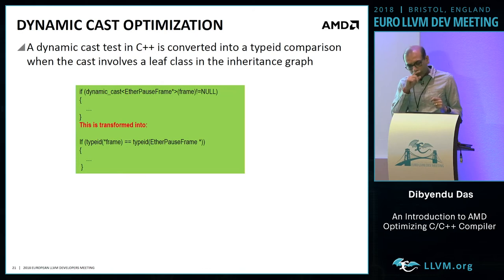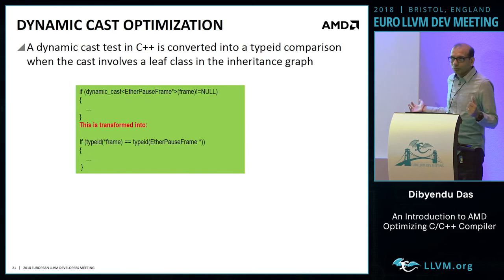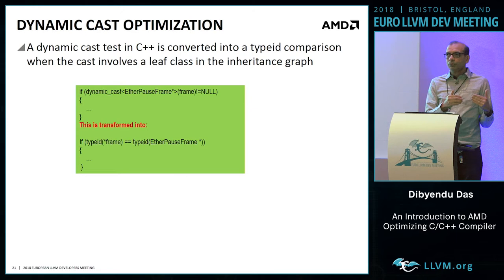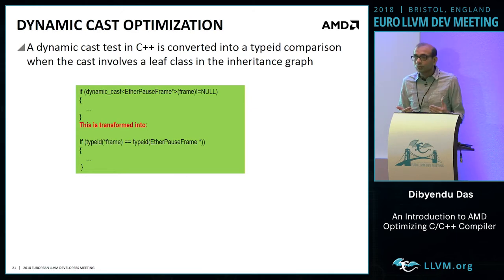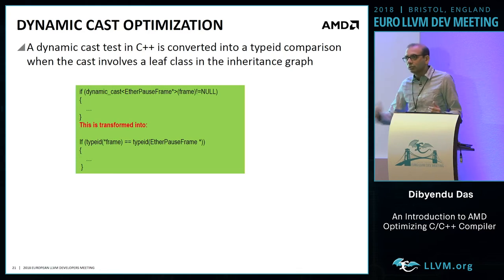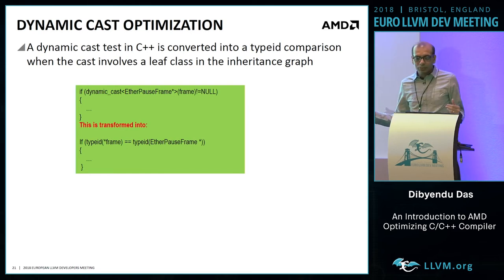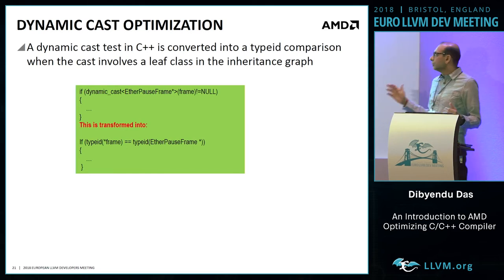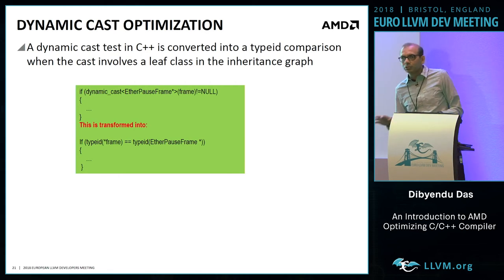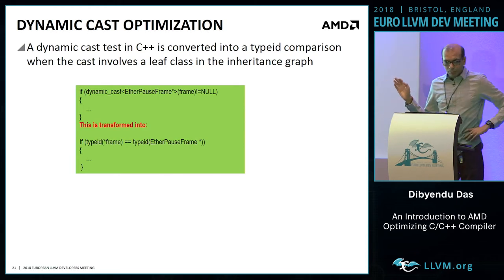If you go and look into the dynamic cast code that is there in your library, it does a bunch of stuff, and you'll have a lot of overheads of doing that dynamic cast check for each and every one of these classes. But that's what is required, right? Otherwise you'll not get the right result. But for leaf classes, actually it's not required. So for leaf classes, you can remove those dynamic cast checks and replace them with just a simple type ID check. And we saw several C++ benchmarks improve, not by a huge amount, but a reasonable performance improvement by doing this.